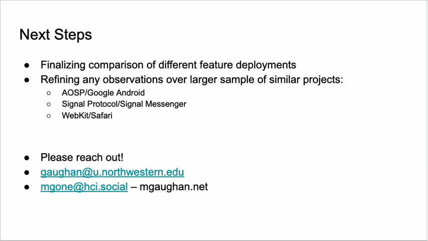For us, our next steps include finalizing that comparison that we're doing. You saw that there's some missing data. And so wrapping up data collection and data analysis, as well as hearing your feedback and looking at different ways that we can continue to look at this problem. And then we want to refine any observations that we make over a larger sample of similar projects. So whether that's the Signal protocol and the Signal Messenger or WebKit and Safari, we're curious to know if this generalizes or if any of these things that we're looking at are Wikimedia specific.